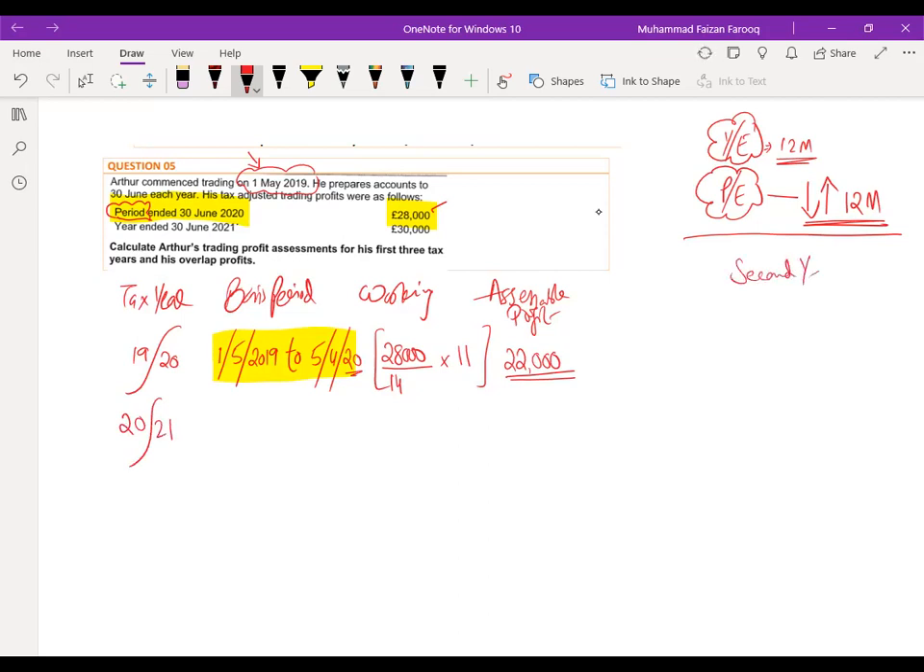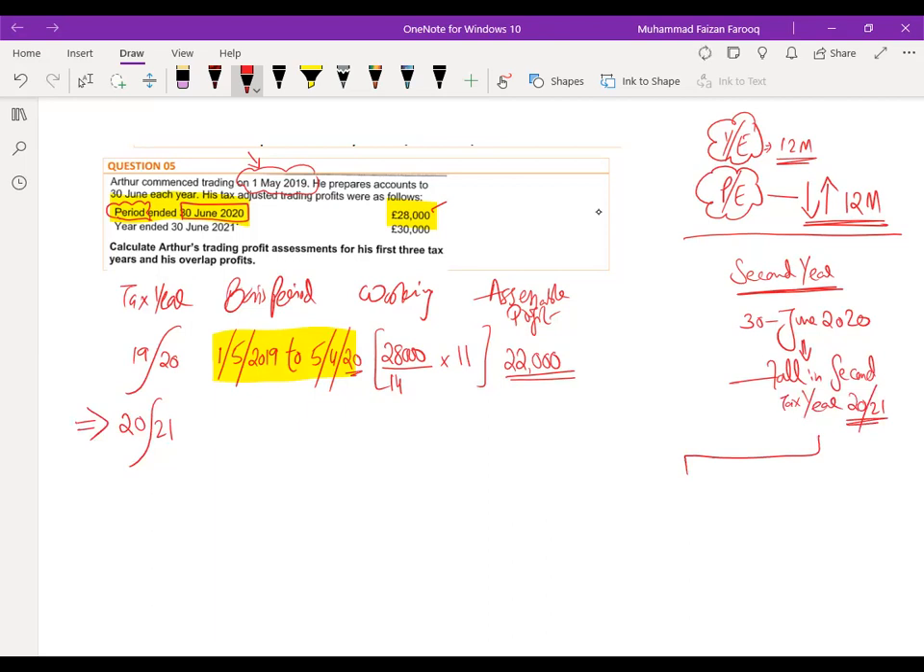Got it. Second year, you remember how I was doing? I was selecting the date, which is the first one. Here in this situation it is 30th June 2020, and I am asking: does it fall in the second tax year? That is what I was asking in our last class. My second tax year is 2021. In this question, the second year is 2021. What is your answer? Yes or no?